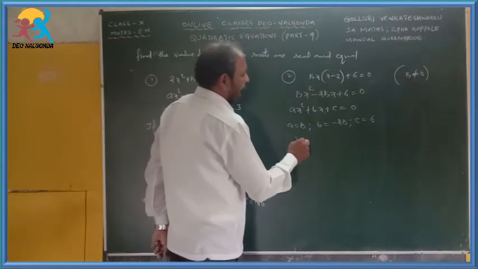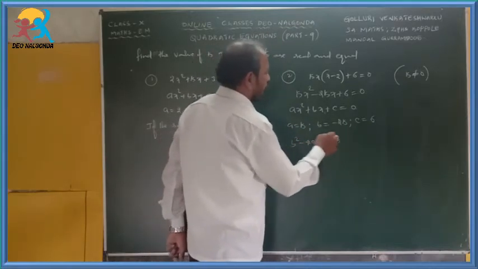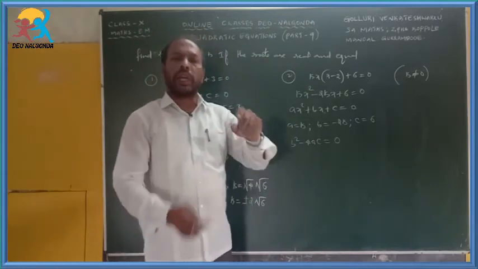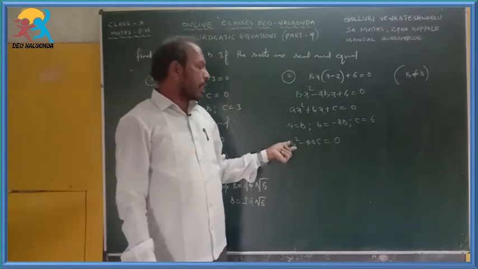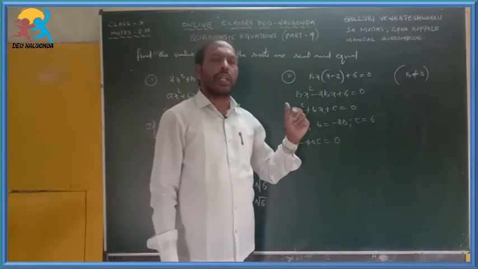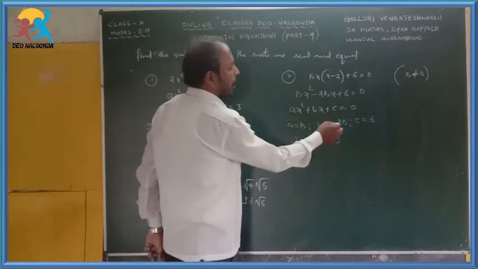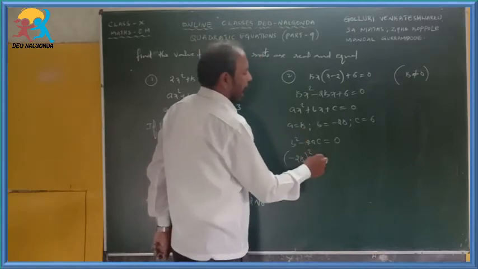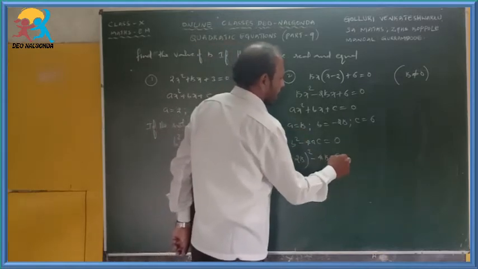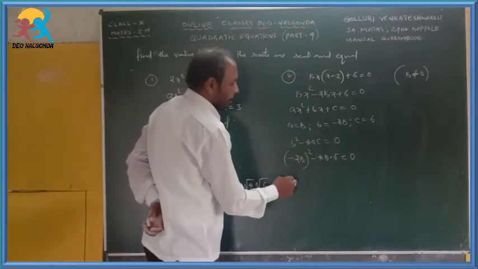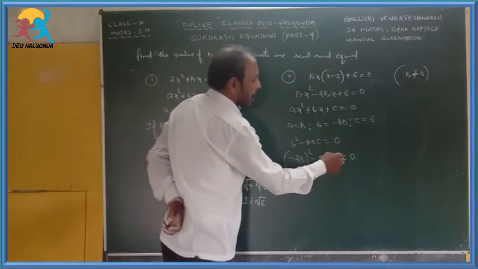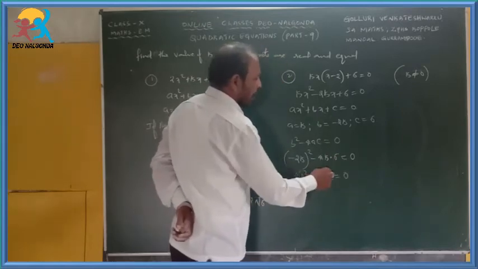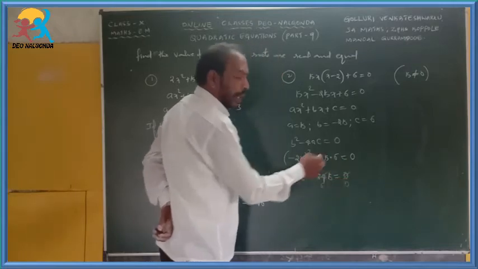So b square minus 4ac is equal to 0 is taken. Why? Because it is already given that the roots are real and equal. Whenever the roots are equal, the discriminant value is equal to 0. So the discriminant value: b square value minus 2k whole square minus 4 times a value k, c value 6 is equal to 0. Minus into minus is plus, so 4k square minus 4 times 6 is 24k is equal to 0. So 4 ones are 4, 4 sixes are 24, dividing by 4 on both sides.